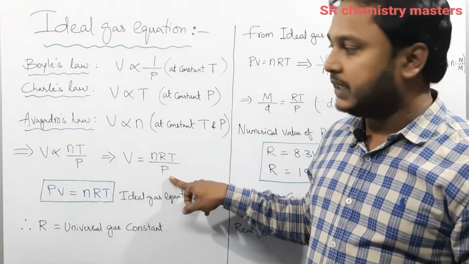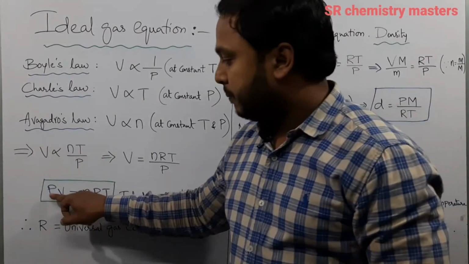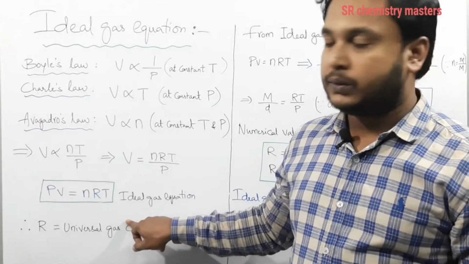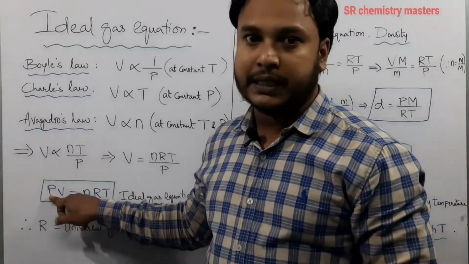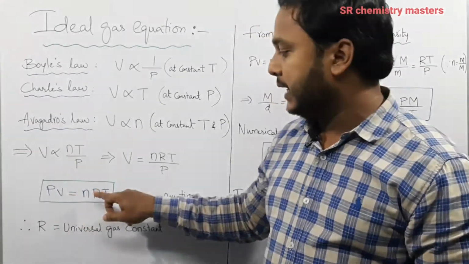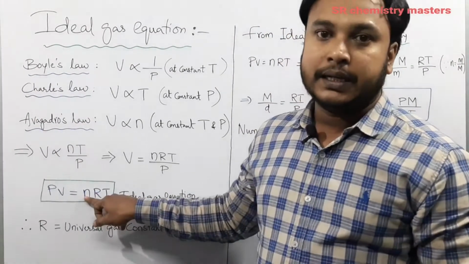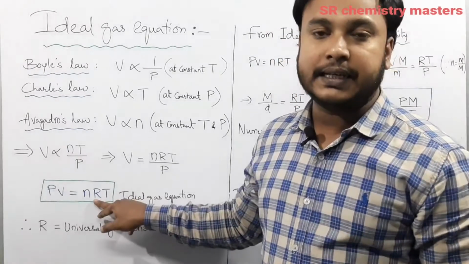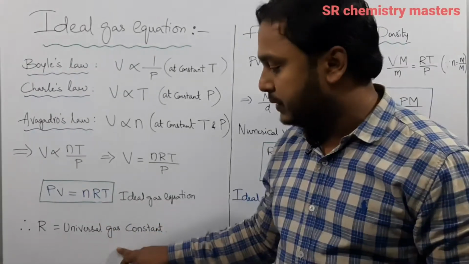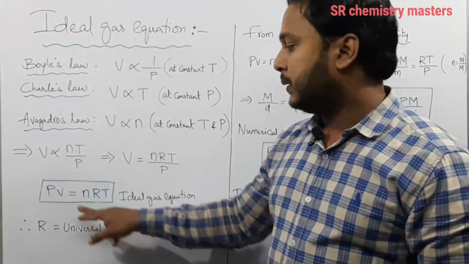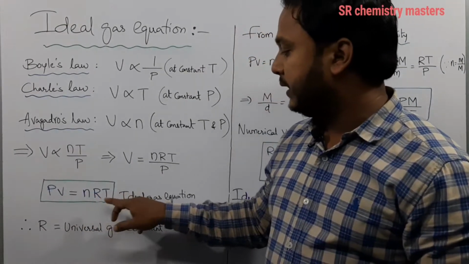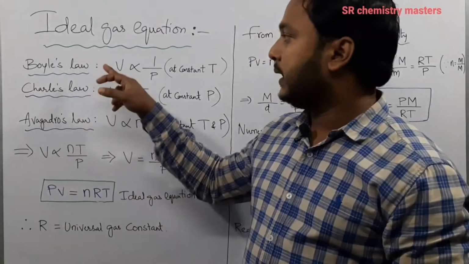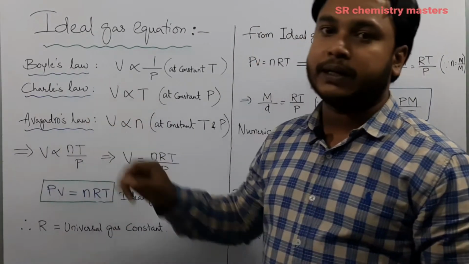On further simplification, you get pressure into volume is equal to nRT. As you know, P is the pressure of the gas, V is the volume of the gas, n is the number of moles of the gas, T is the temperature of the gas, and R in this case is the universal gas constant. Remember, PV equals nRT is the ideal gas equation, which can be derived by using these gas laws: Boyle's law, Charles's law and Avogadro's law.